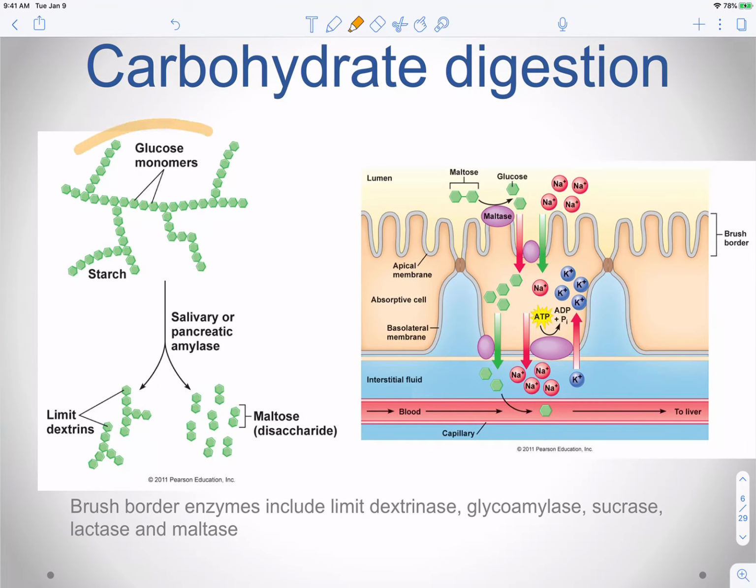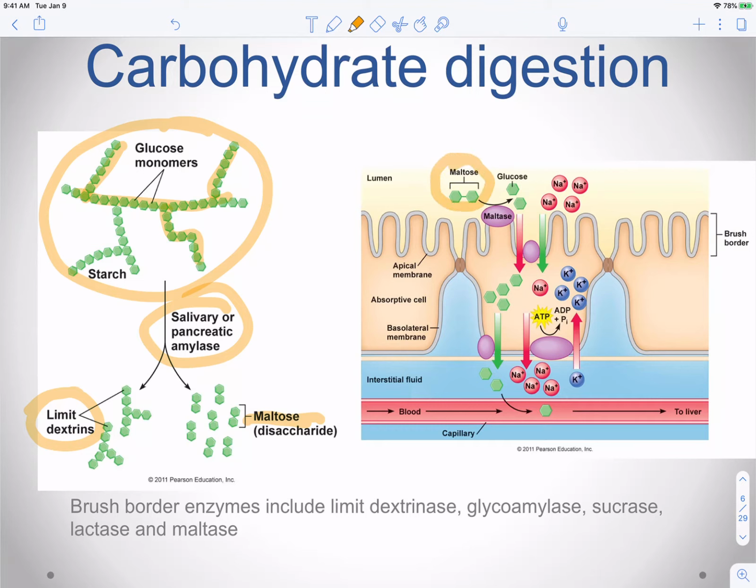So basically, with glucose we have these monomers, and we have starch, which is a polymer of glucose with these branches, similar to our glycogen stores. They are going to be broken down by pancreatic and salivary amylase. They're going to be turned into what we call limit dextrins, which you can see are just smaller versions of those. We also have disaccharides, such as maltose, that get formed. These disaccharides will go to the brush border. They'll be worked on by brush border disaccharidases, and they will be cleaved into monosaccharides. And the monosaccharides are going to enter the epithelial cells, diffuse through into the blood, and then be transported.